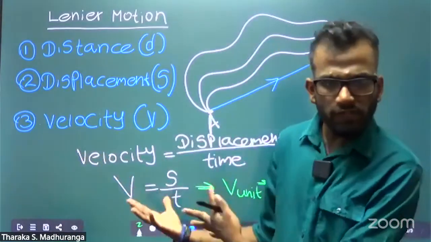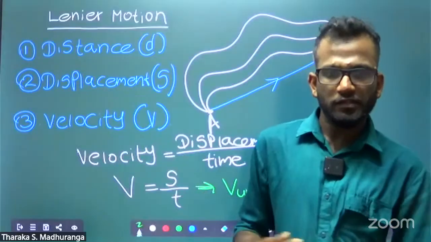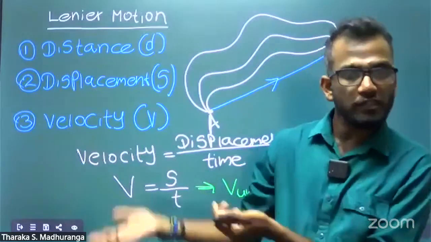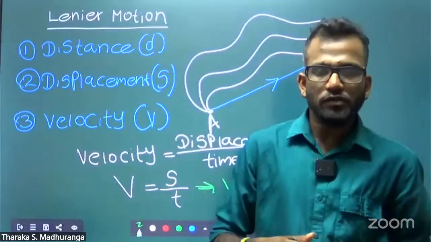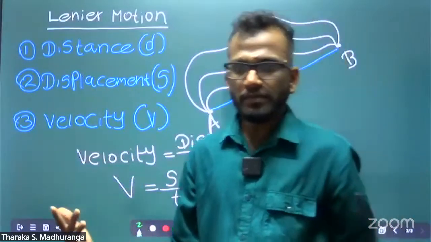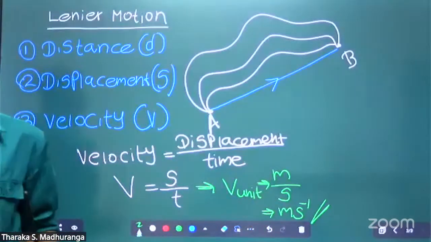Then velocity, is it vector or scalar? Yes, velocity is also a vector, because displacement is a vector, and displacement divided by time is also a vector. Okay, up to now, any doubt?